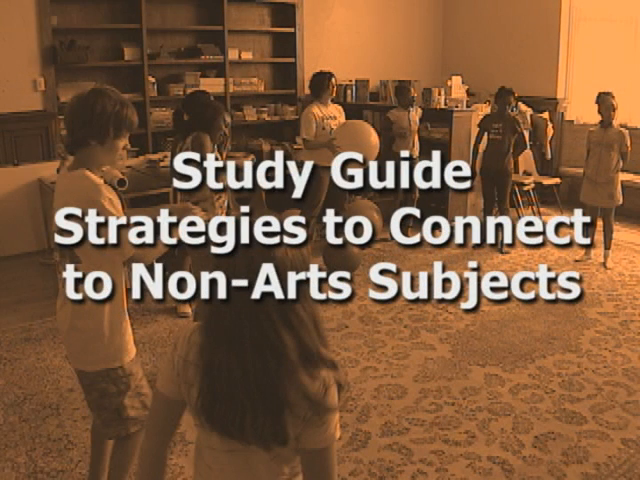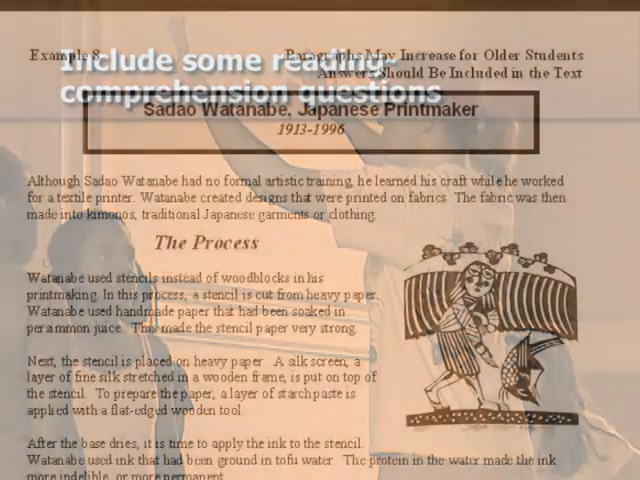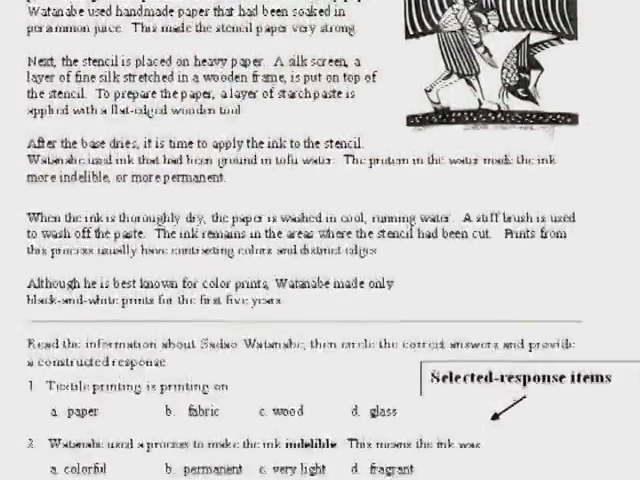Here are some study guide strategies to connect the presentation to non-arts subjects. Use constructed response items on student-friendly pages to connect arts and non-arts content to communication arts, language arts, social studies, science, or mathematics GLEs. Include some reading comprehension questions. Reading comprehension questions are easy to include, but use restraint.